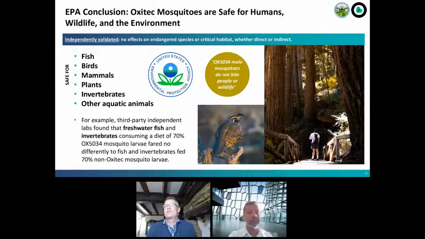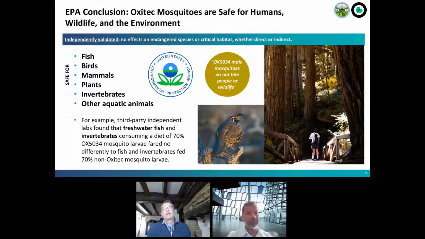And the conclusions from EPA were very clear. They decided that there was no risk, no appreciable risk to humans, to the environment, to animals, from releasing our male mosquitoes, and as a consequence, they approved us in 2020 to release in the Florida Keys and in Harris County in Texas at the time, although we haven't followed through with that project.